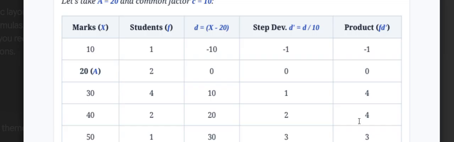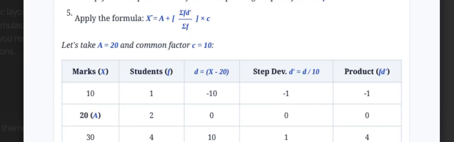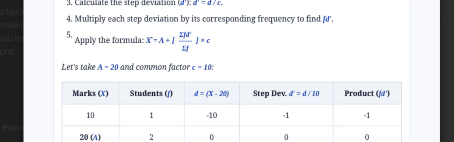Now, after doing all this, apply the formula. Mean is equal to a plus sigma fd upon sigma f into i. This is the formula we are having. Or you can say here common difference, we have denoted C, so you can put here C. Clear? So mean is equal to assumed mean plus sigma fd upon sigma f into C.